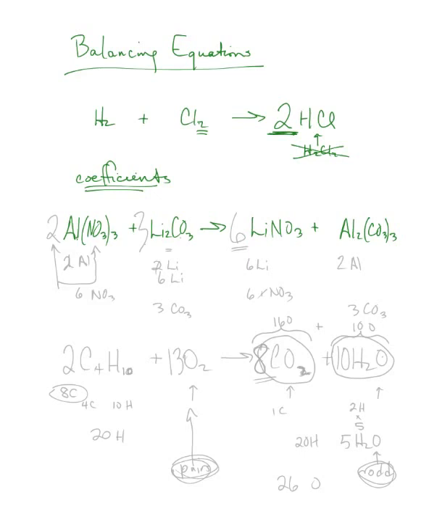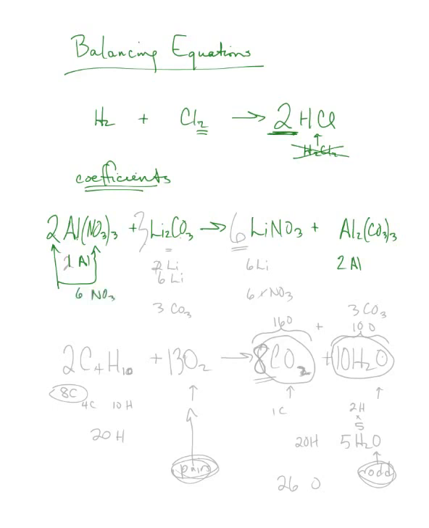So let's look at the aluminum first. On the left, we have 1 aluminum, and on the right, we have 2 aluminums. So we're going to fix that by putting a 2 in front of the aluminum nitrate. Now, of course, that 2 in front here also applies to the nitrate. And the nitrate already has 3 nitrates in the formula, and then we have 2 formulas worth, so that's 6 nitrates. So we have 6 nitrates on this side.